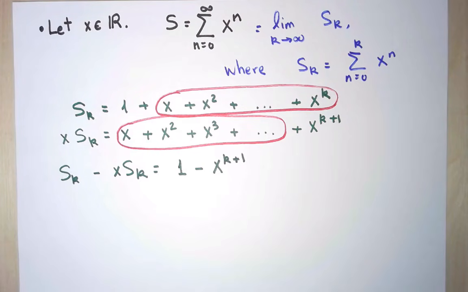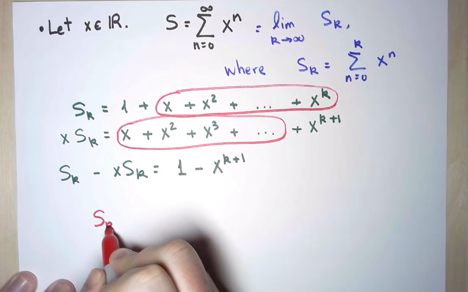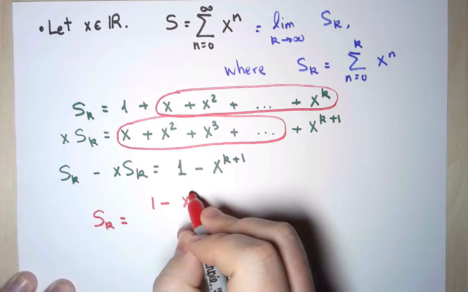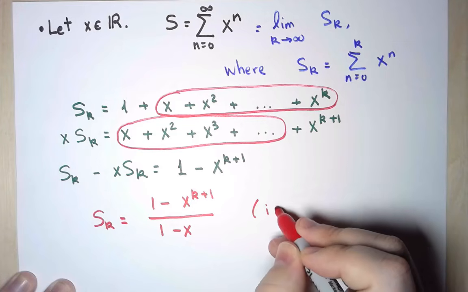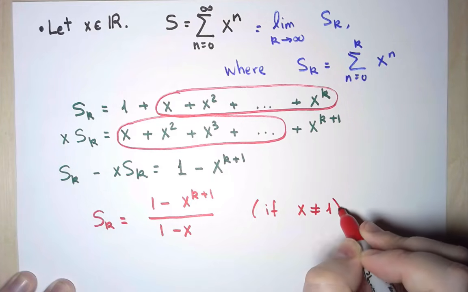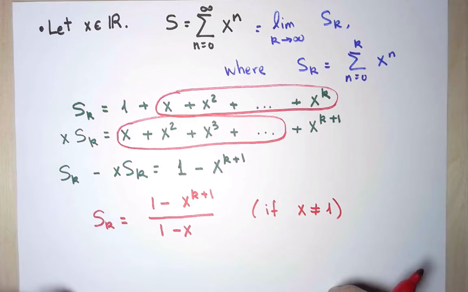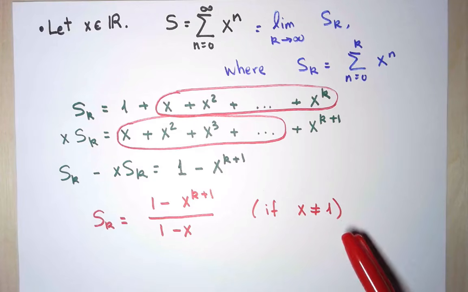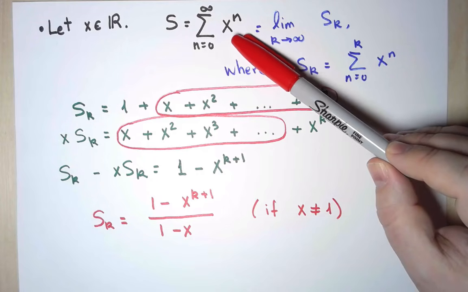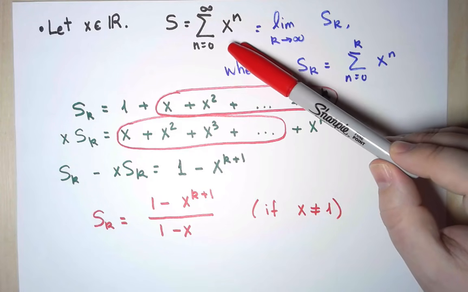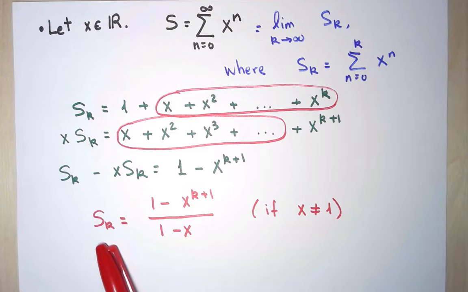Now from here, I can solve for s_k, which is what I wanted, by taking s_k as a common factor and multiplying by 1 minus x. And finally, I get that s_k is equal to 1 minus x to the k plus 1, over 1 minus x. This is only true if x is not 1. I cannot divide by 0. Now I don't have to worry about the case x equals 1, because when x equals 1, look at the original series, I get the sum of 1 plus 1 plus 1 infinitely many times. I know that's going to be infinity, that's going to be divergent. So I don't care about that one. And for all other cases, I now have an expression for the kth partial sum. That completes the first step.